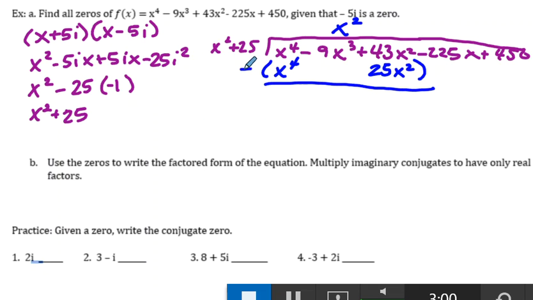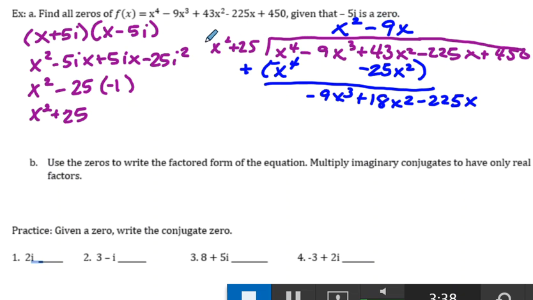So I like to change my subtract to plus the opposite, so I go plus, minus, minus. These cancel. Bring down the negative 9x to the 3rd, and subtract these to get 18x squared. Bring down the next term, minus 225x. Okay, so then divide the first term by the first term. So negative 9x to the 3rd divided by x squared gives you negative 9x.